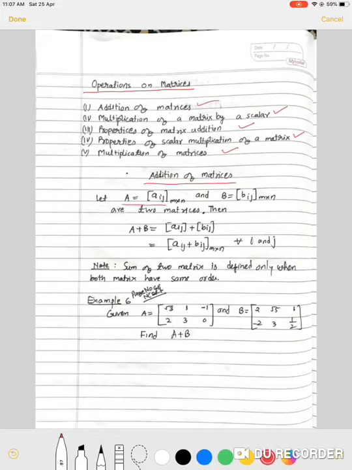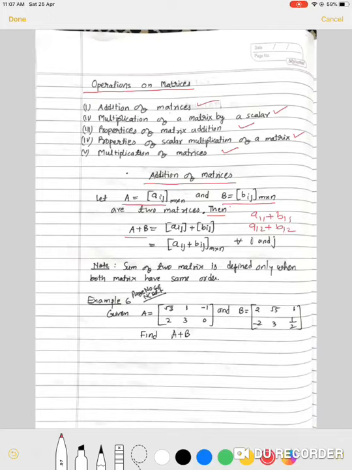Let A = [Aij] m cross n and B = [Bij] m cross n be two matrices of the same order. Then their sum is defined. A plus B is equal to [Aij plus Bij] m cross n for all i and j. It means that we have to add the corresponding elements of both matrices. A11 is added with B11, A12 is added with B12, and so on.